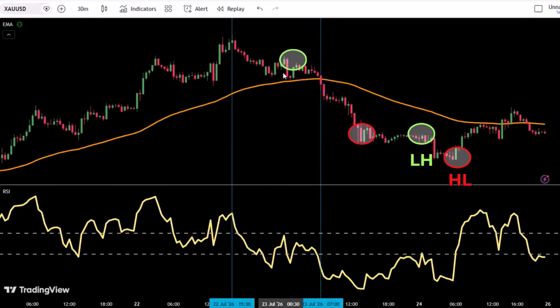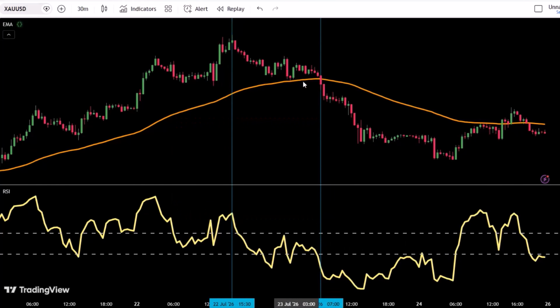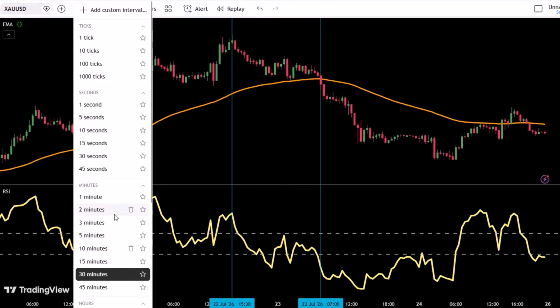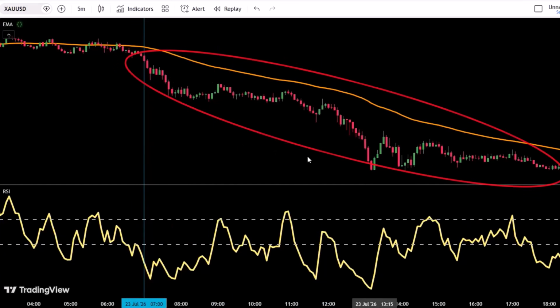If you are still learning to identify market structure, the zigzag indicator can help you spot these swing points more easily. If the market is not showing this bearish pattern, skip the trade. A bearish RSI signal is much less reliable when the overall trend is unclear. Once you have confirmed the higher time frame trend, switch back to the lower time frame. Here, the price is below the 50 EMA on the 5-minute XAUUSD chart. This tells us sellers are in control.